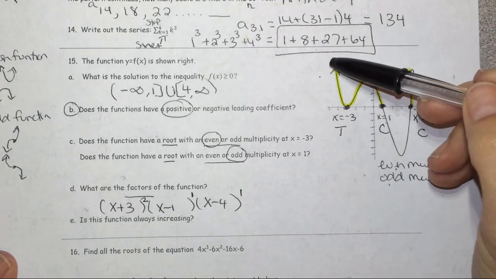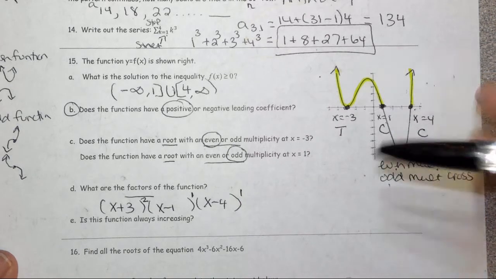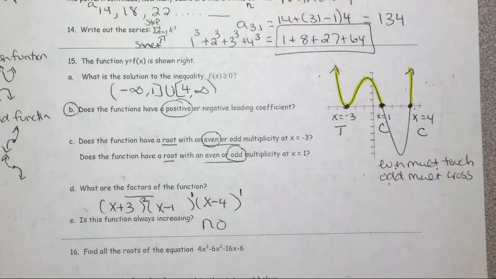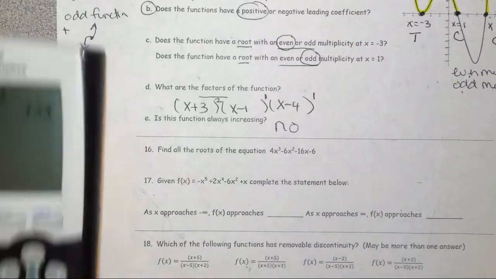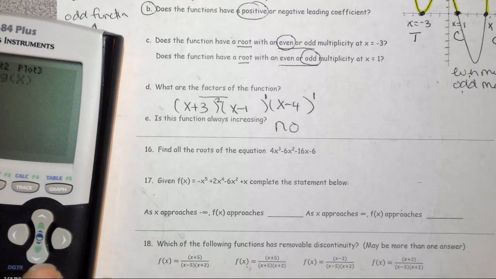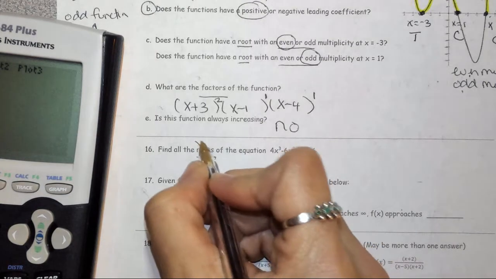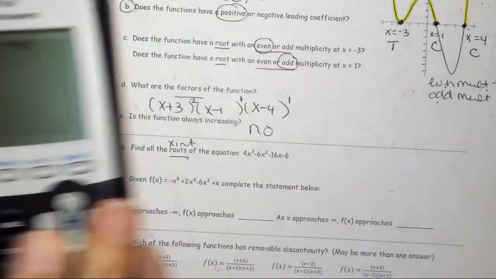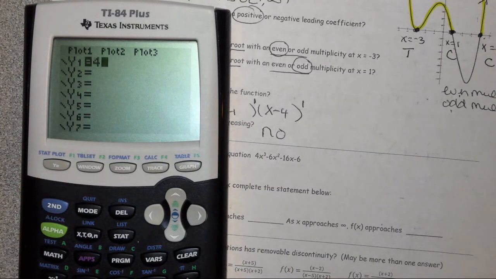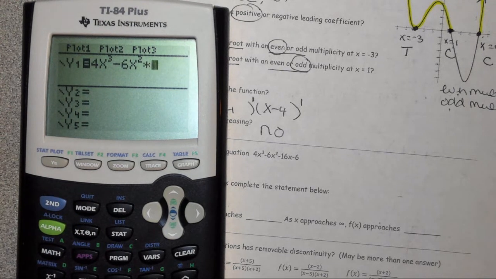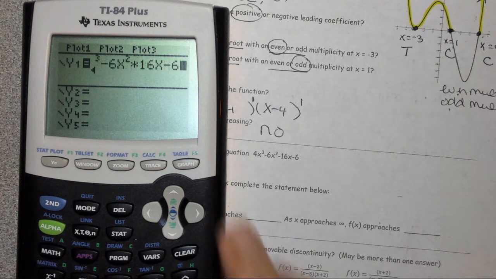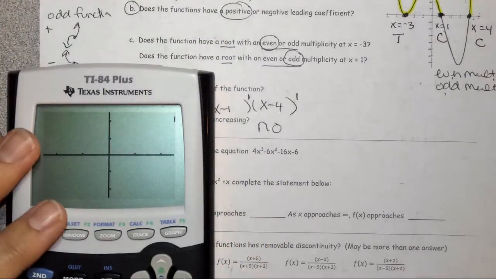Well, if I start at the left, I'm immediately going which way? I'm going down. So the answer is no. I'm not always increasing. On 16 and 17, you're going to do these right in your calculator. 16 wants to know what are the roots. That just means where does it touch the x-axis. So I go type it in. 4x raised to the third, arrow out, minus 6x squared minus 16x minus 6. And I'm going to go hit graph.